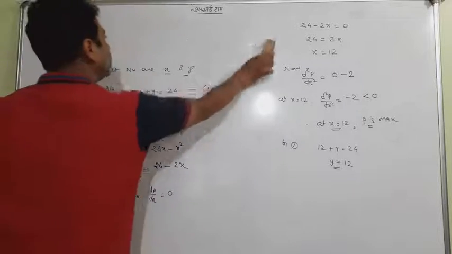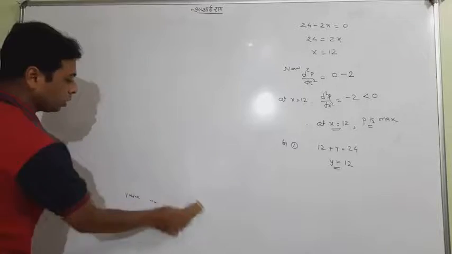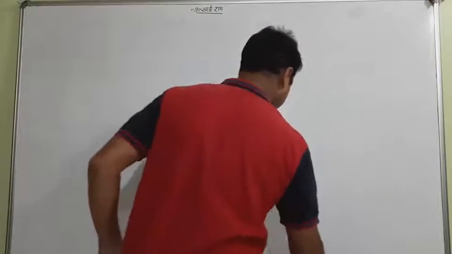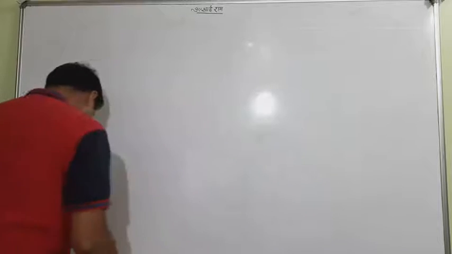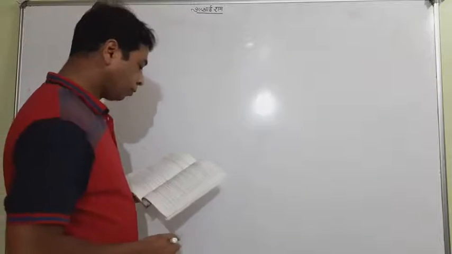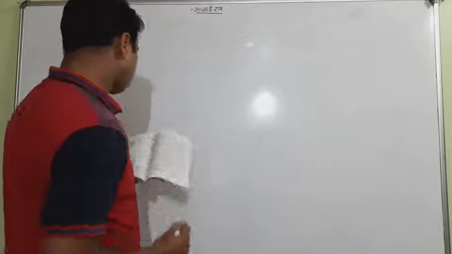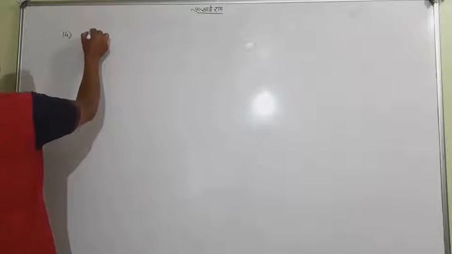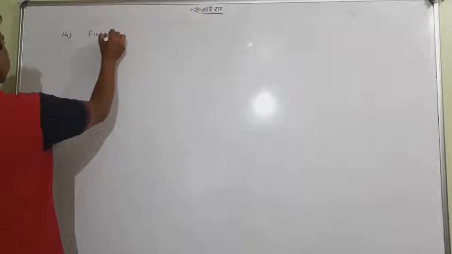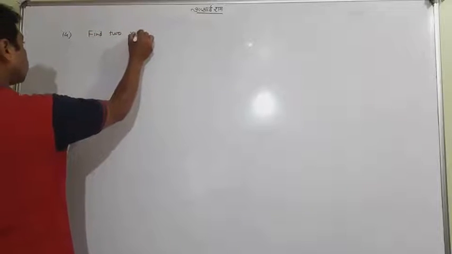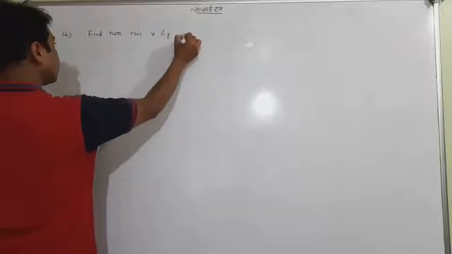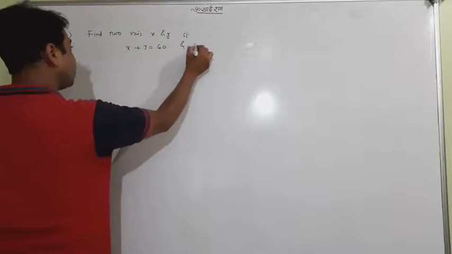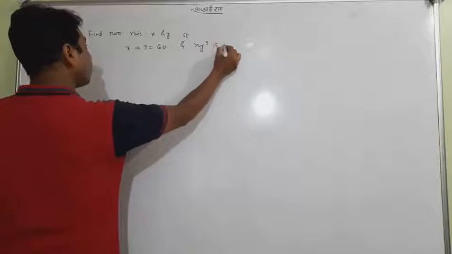This is the question. Now try to understand what is upcoming. I'm telling you one more. Suppose the question is the 14th one. Find two numbers x and y such that x plus y is equal to 60 and x y cube is maximum.